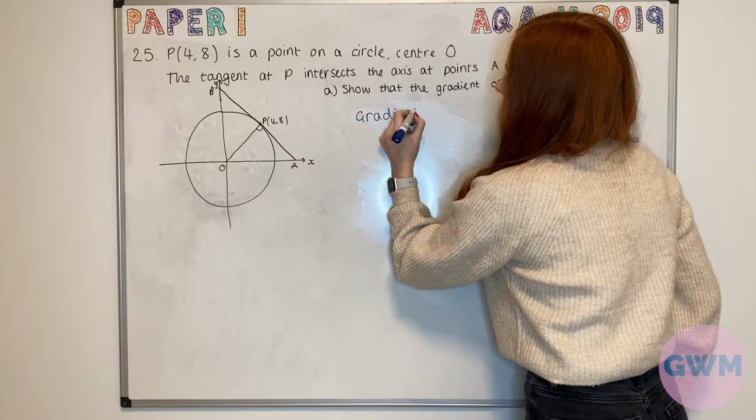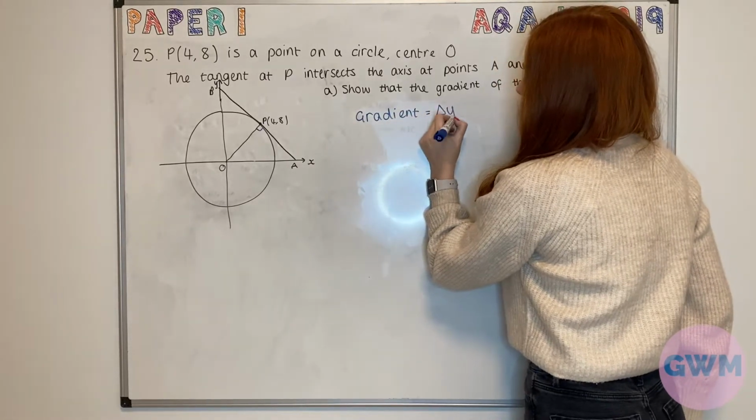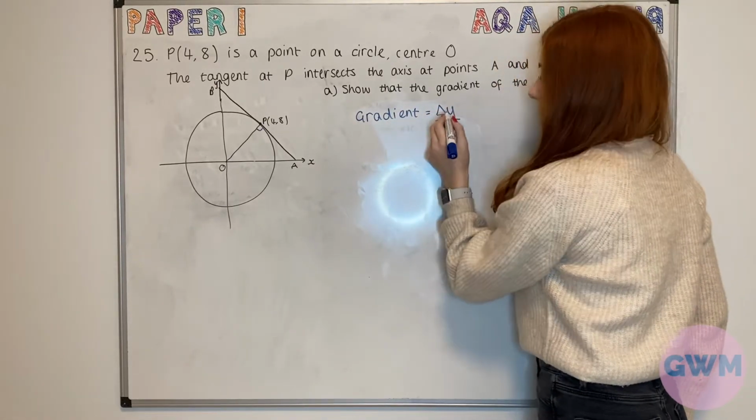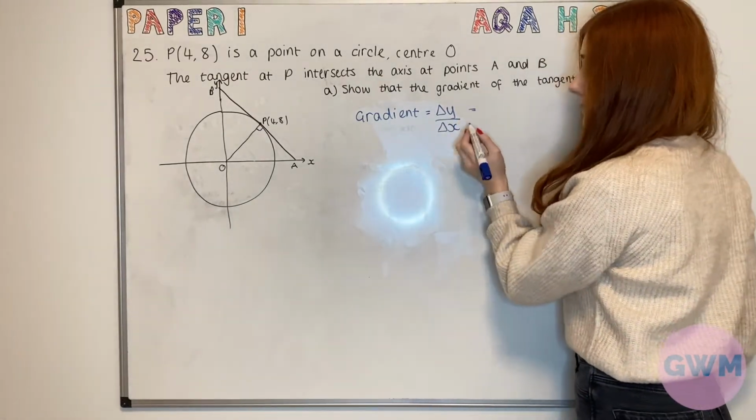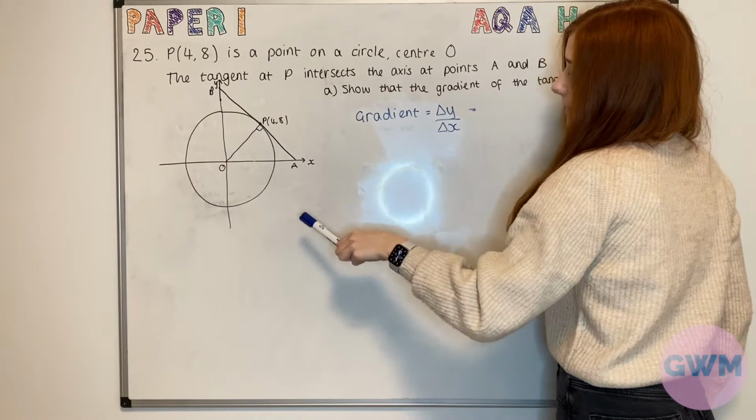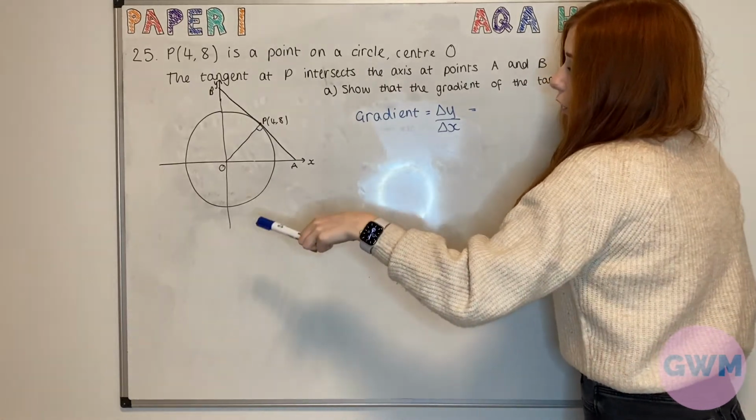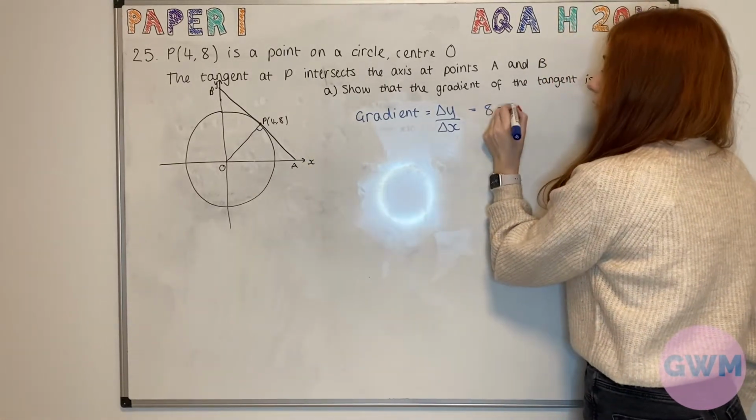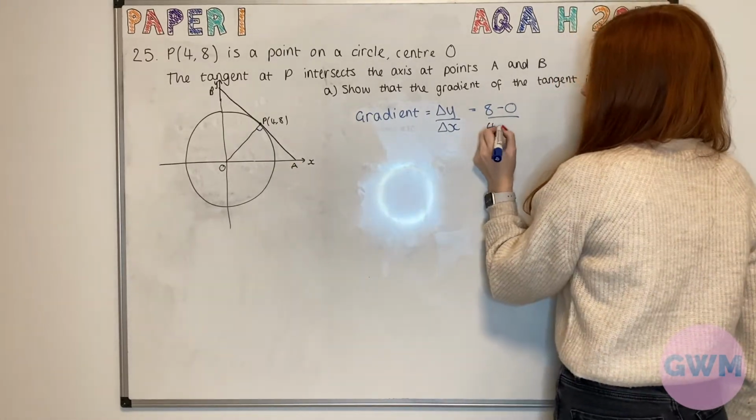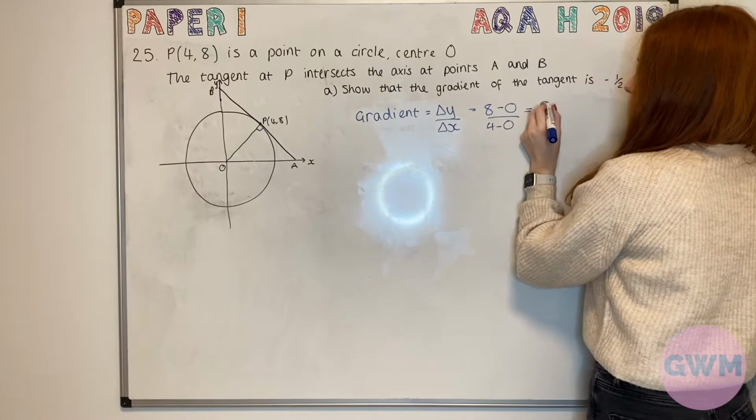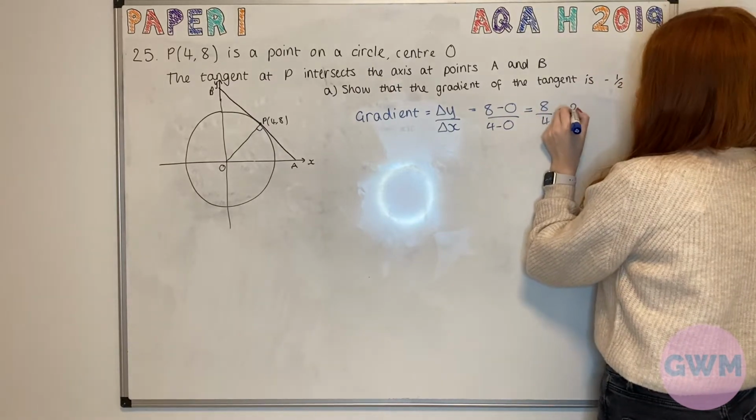So the gradient of a line can be found simply through the change in y over the change in x. Change in is just that triangle there. That's what that symbol means. So the change in y in this case, it goes up 8 and it starts at 0, and x, it goes across 4 and it starts at 0 as well. So that's 8 over 4, which equals 2.